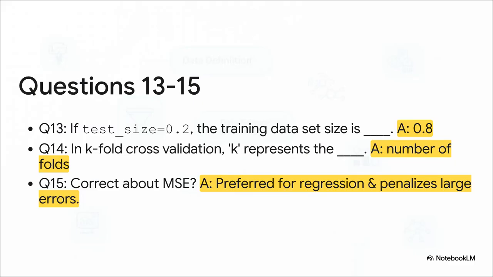Question 13 is just simple math. If your test size is 20%, or 0.2, then the training size is whatever's left, which is 0.8. Question 14. What's the K in K-fold cross-validation? It's just the number of folds, or pieces, you split your data into. And finally, for question 15, the two big things to know about mean squared error are, it's a go-to for regression problems, and because it squares the errors, it really punishes your model for being way off.